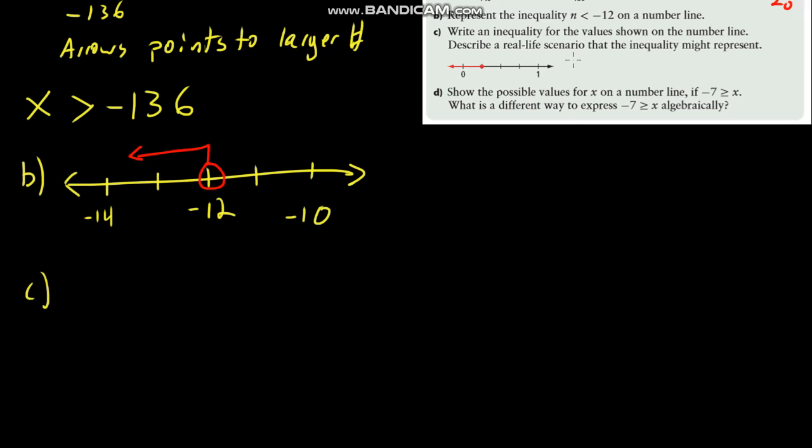C is to write an inequality for the values shown on the number line. So in our number line here, there's a couple things that we want to make sure we can point out. First off, really important that we can see that our two numbers that we're between are 0 and 1. Now, you can think of it as, which number are you closer to? But what I would rather get you to think about is which number is smaller? Is 0 smaller or is 1 smaller? And remember, we're in the positive region. So ask yourself, which one is smaller?